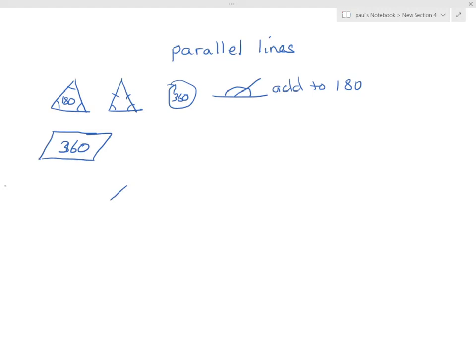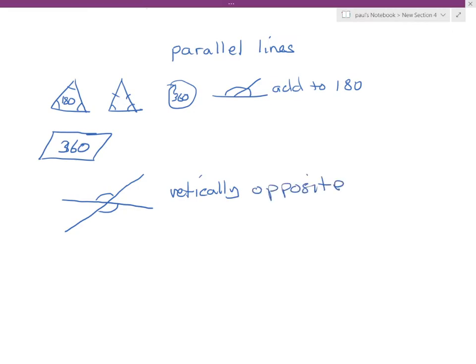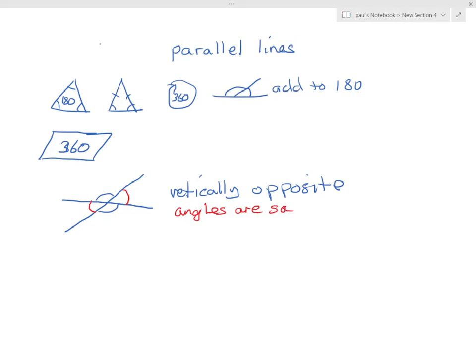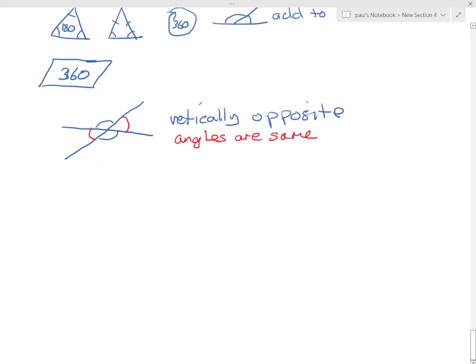Now, if we have this kind of scissor effect here, and the scissors can get wider or smaller, the angles within them are called vertically opposite. And it doesn't matter how wide or how small the scissors get, the red ones are the same as each other, so the angles are the same. The opposite ones, of course. So that's vertically opposite.